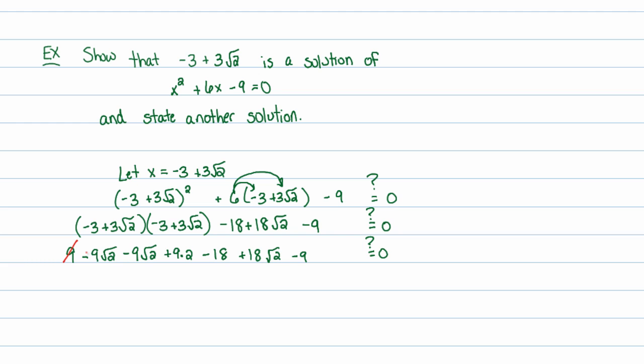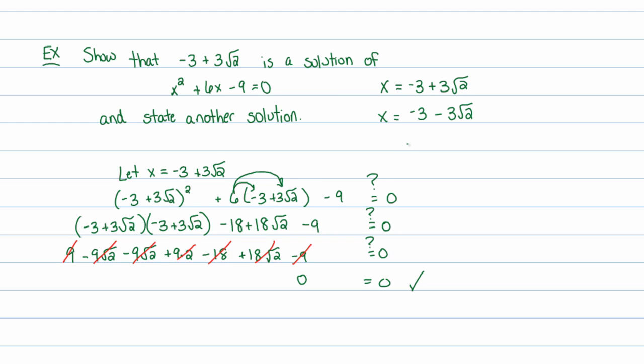Well, let's see. This positive 9 will cancel with that negative 9. Negative 9 root 2 and another negative 9 root 2 becomes a negative 18 root 2, but we're going to cancel that with a positive 18 root 2. 9 times 2 is positive 18, which cancels with this negative 18, and we get 0 on the left-hand side, which is actually equal to 0, so that checks out. Now that we know that's a solution, another solution would be its conjugate. So negative 3 minus 3 root 2 is the other solution. So we have two solutions, negative 3 plus 3 root 2, and then once we know that's a solution, its conjugate must be as well.